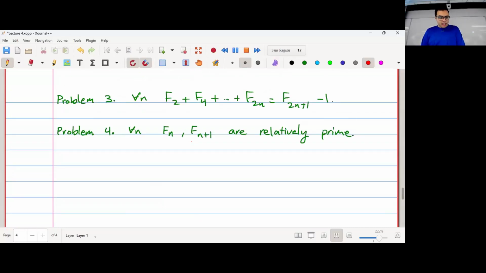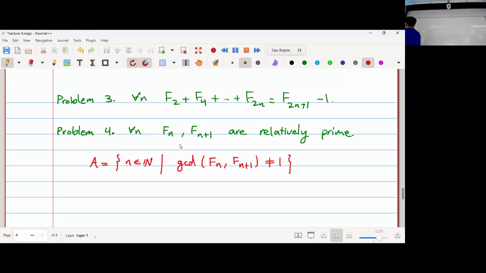So here's the thing. Let's look at the set of all the counterexamples. So let's look at the set of all n for which this does not hold. Okay. So here's what I'm going to do. Let A be the set of all natural numbers such that GCD of Fn and Fn plus 1 is not 1. The set of all natural numbers where Fn and Fn plus 1 are not relatively prime.